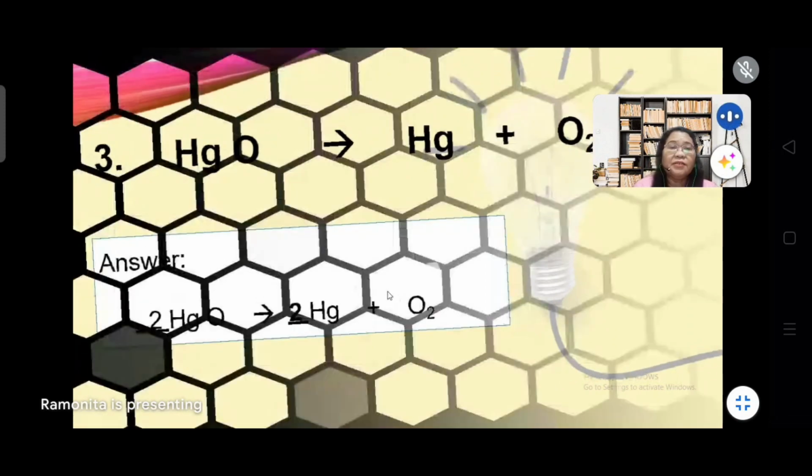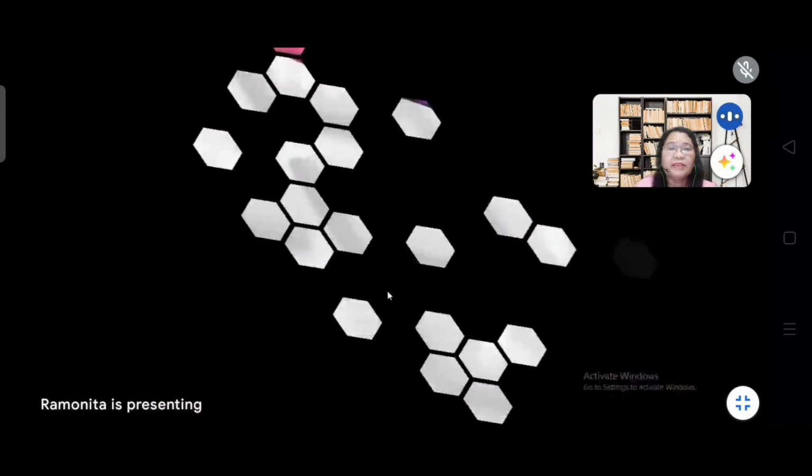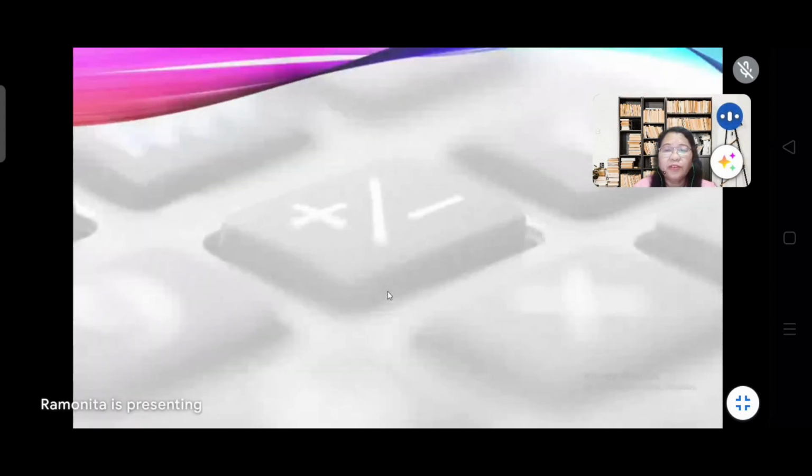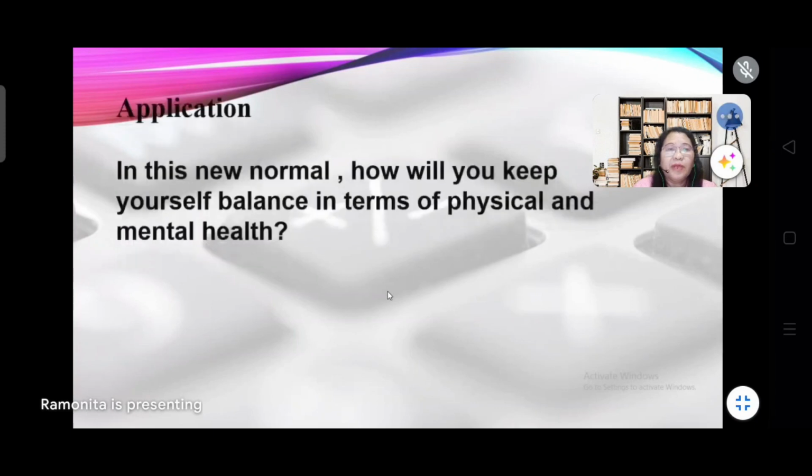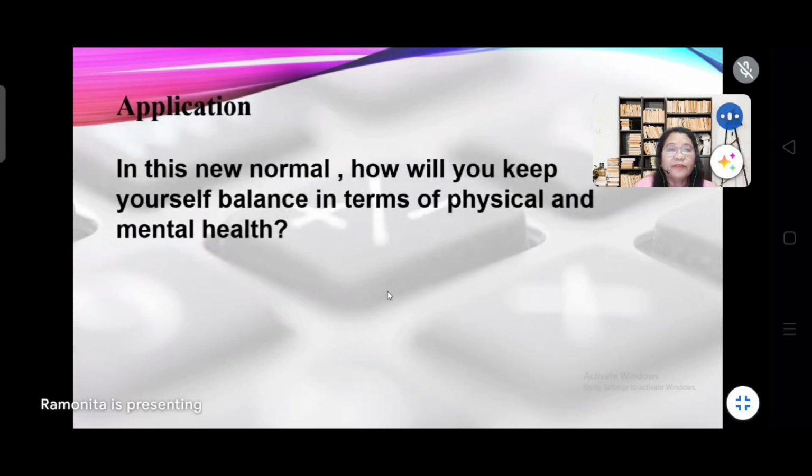Okay, since you know already how to balance an unbalanced equation, how about if we try to apply it to balance our life? So let's apply it to a real life situation. In this new normal, how will you keep yourself balanced in terms of physical and mental health? Do you have any idea? Okay, I can share my own observation.